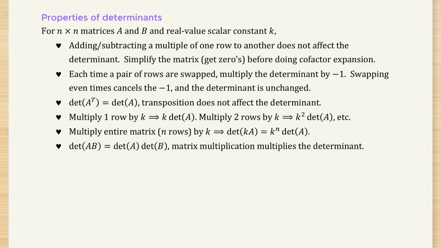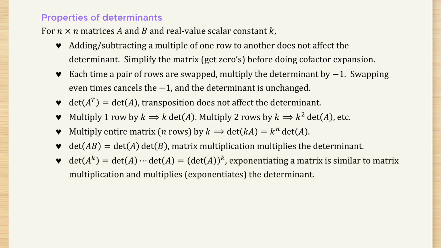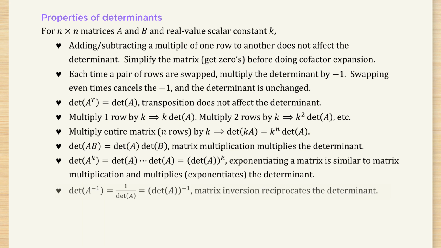Interestingly enough, when we have 2 matrices multiplied together, the determinant of that product is equal to the product of the determinants. Det AB is equal to det A multiplied by det B. And similarly, if we were to raise a matrix to a power, let's say k, then the determinant is also going to be raised to the power of k. It's equivalent to multiplying that many dets together. When we invert a matrix, we reciprocate the determinant.